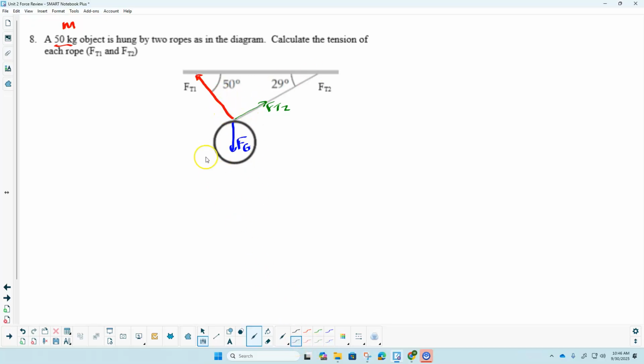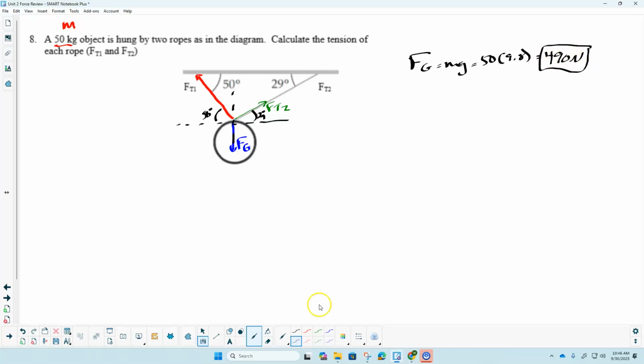The angles, it's important that you can see, okay, if I use standard X and Y axes, this angle here of 50 is the same as that angle 50, and this angle here is 29. So we're going to use that to help us figure out what's going on. So the force of gravity, again, we can calculate. That's just m times g. So it'd be 50 times 9.8. 50 times 9.8 is 490. So the weight of the object is 490.